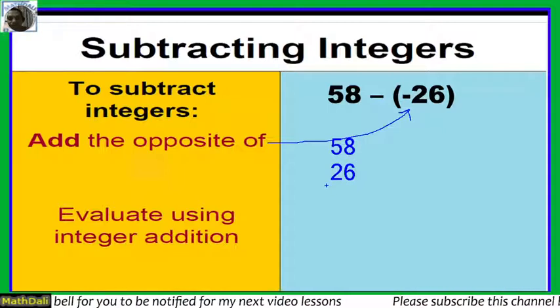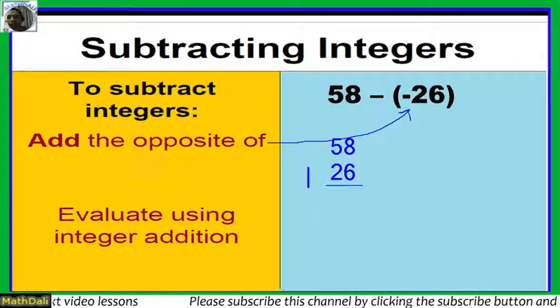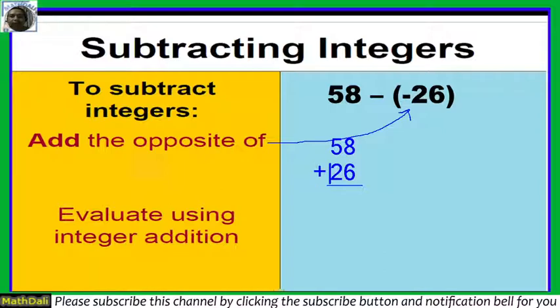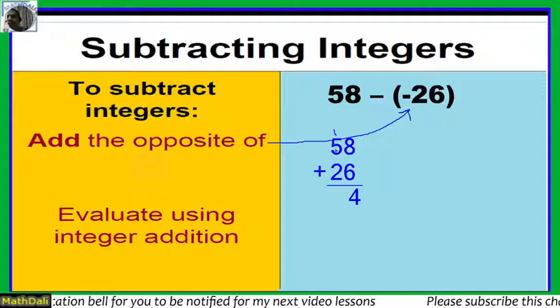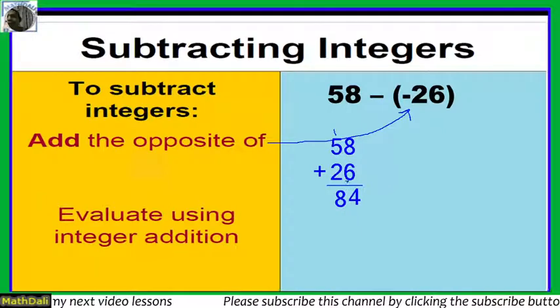Lagyan lang natin dito. So, then we have addition. So, 58 plus 26. So, 8 plus 6, that will be equal to 14. Diba? Then we have 1 plus 5, that is 6, plus 2, that will be equal to 8. So, the answer will be equal to 84.